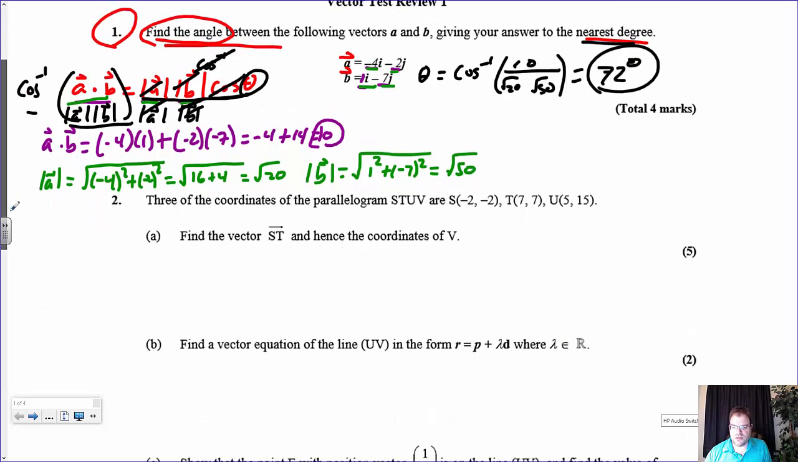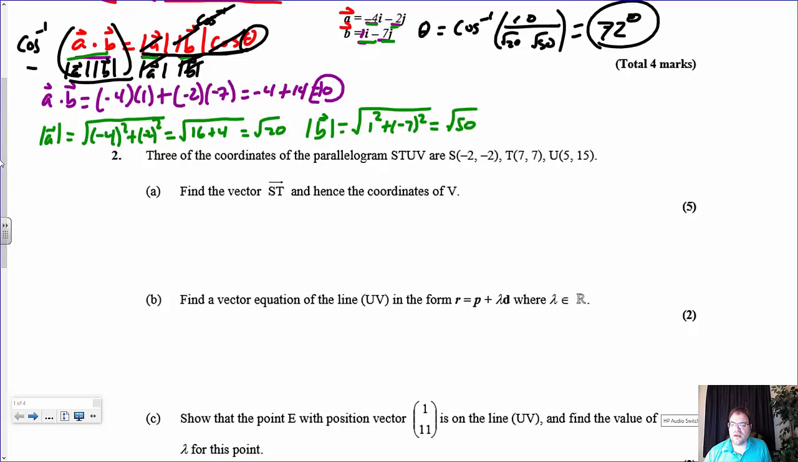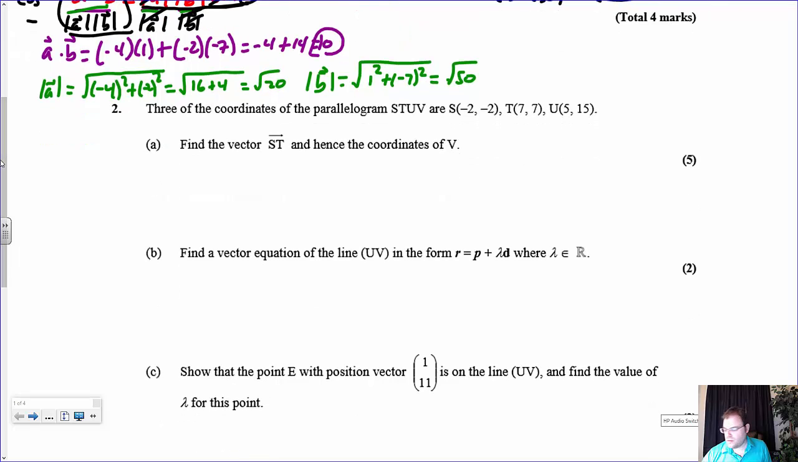Let's go on to the next question, number 2. Three coordinates of a parallelogram, STUV, are S, T, and U. Find the vector ST and hence the coordinates of V.